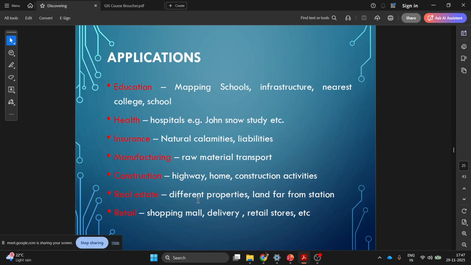John Snow's study is also a typical example of how GIS can solve health-associated real world problems. And also insurance. For example, if a cyclone is passing by, what are the areas affected by this particular cyclone, and which homes are affected? That can also be solved using GIS maps.